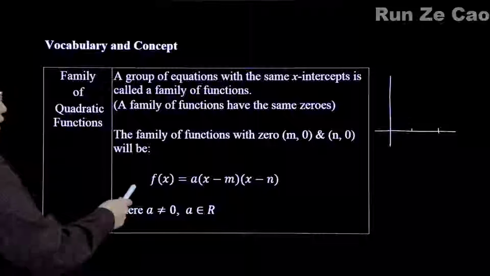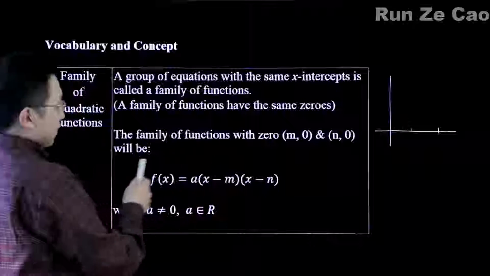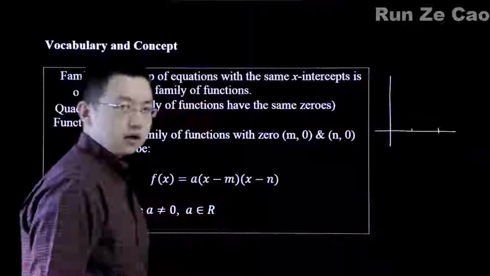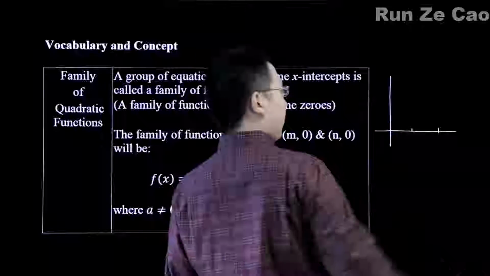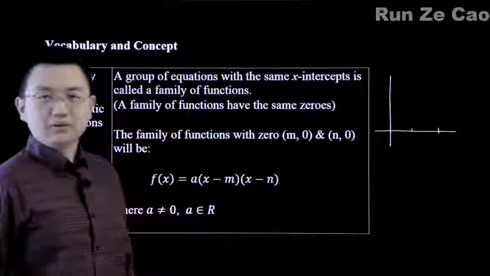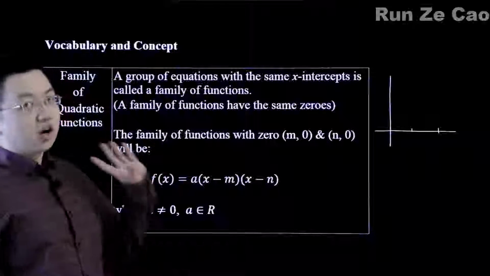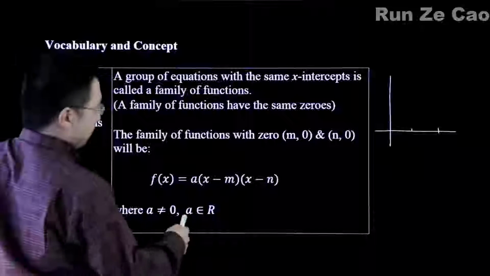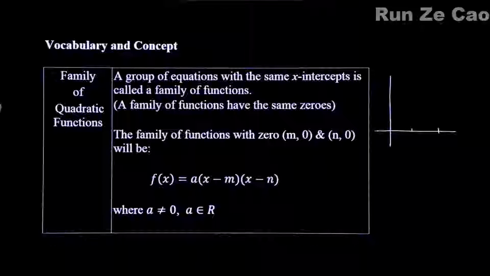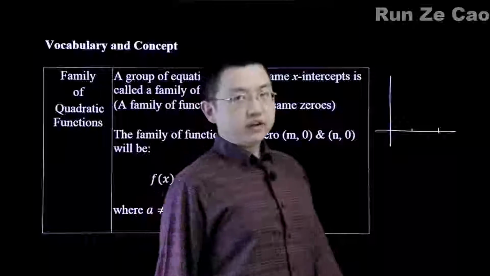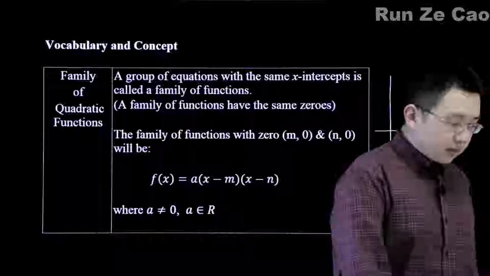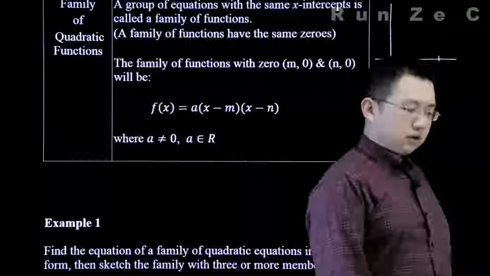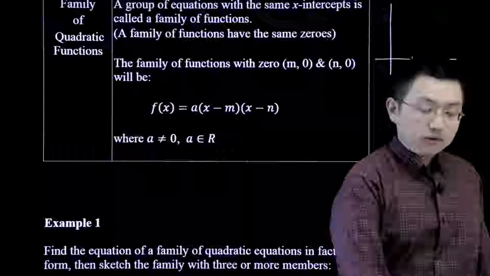So the formula is going to inevitably look like this. Now, a cannot be 0, otherwise our function would be a flat line, y equals 0. No, that's not quadratic anymore. So a is not 0, and a is a real number, so from negative infinity to positive infinity. This gives us zeros, so f(x) equals 0 at x equals m and x equals n.